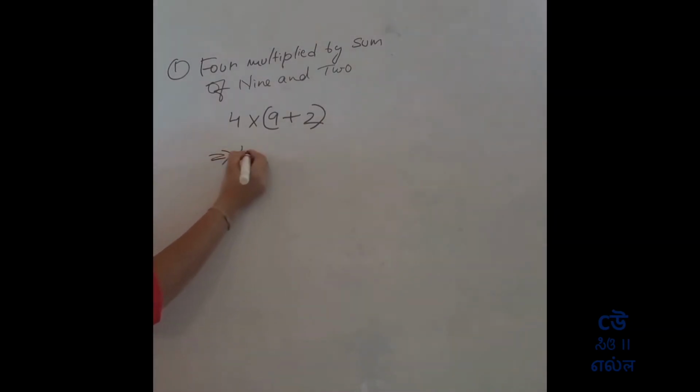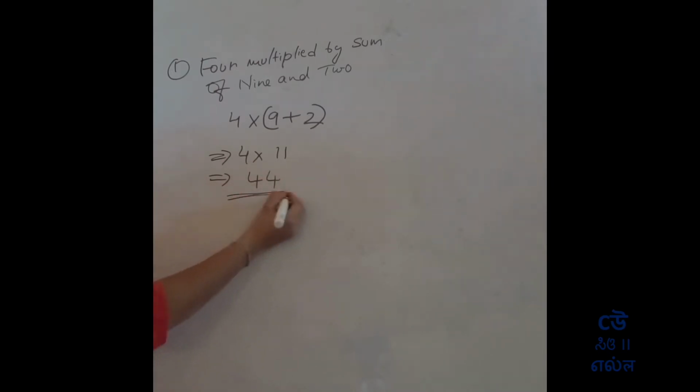So 4 you will take as it is. First you will solve the number which is given in the bracket. So 9 plus 2 is what, children? 11. So 4 you wrote as it is, and next 4 into 11, 4 elevens are 44. This is how we write the number if they give the expression.